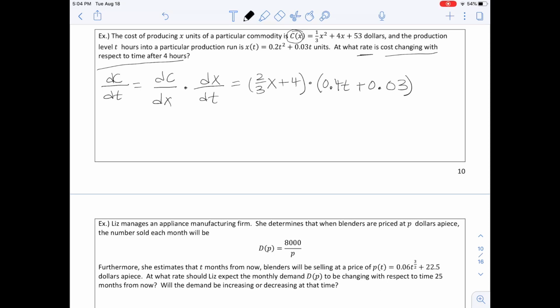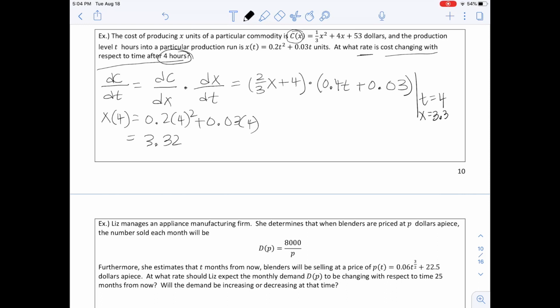And it wants us to know what this would be after 4 hours. So I need to evaluate this after 4 hours, which would mean t is equal to 4. But if you look at your formula here, we actually have x's. And the x value that we have, we don't yet know. So I need to figure out what x would be when t is 4. So in order to find x of 4, I'm going to substitute this in to my formula. I have 0.2 times 4 squared plus 0.03 times 4, which works out to being 3.32 units.